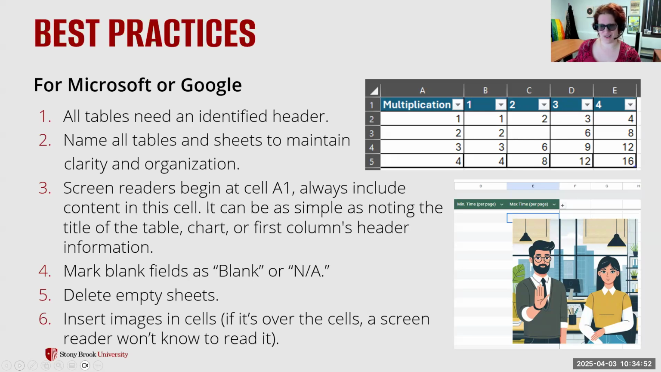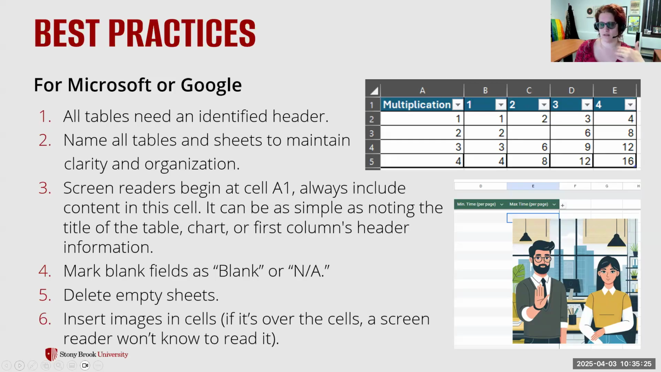Because it can be so long, someone's going to think something's broken. So that content can be as simple as noting the title of the table, the chart, or the first column's header information. Some people will put maybe instructions and put like the font really teeny tiny to kind of give any pertinent information that someone who's using a screen reader would need, that someone who is sighted maybe doesn't need in the same way. Always mark blank fields as either blank or NA.